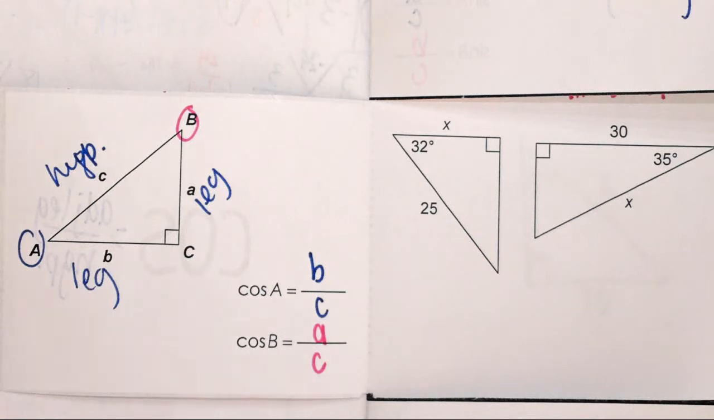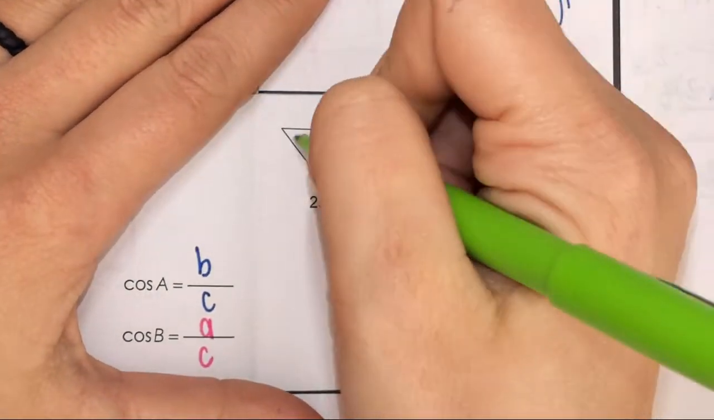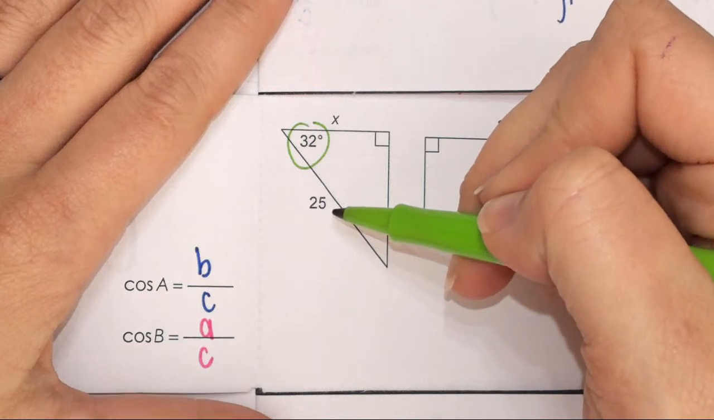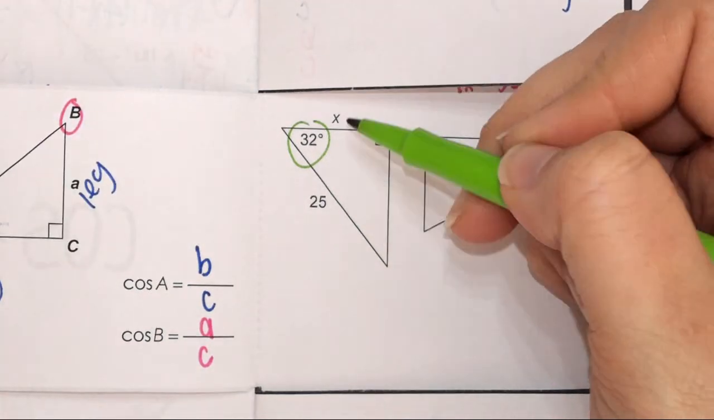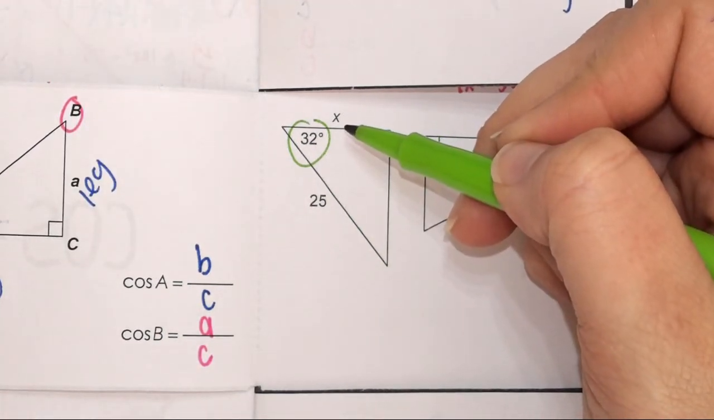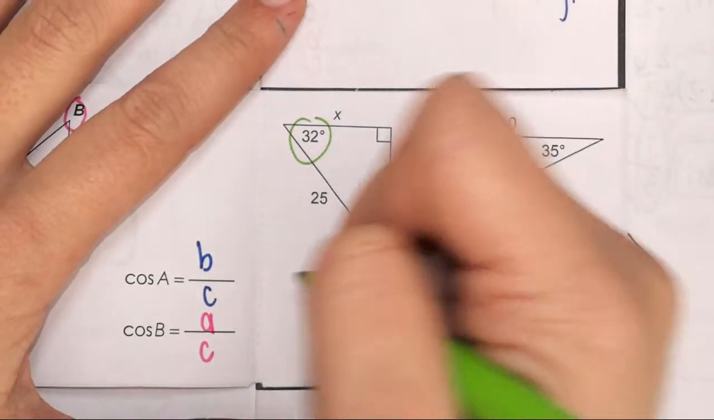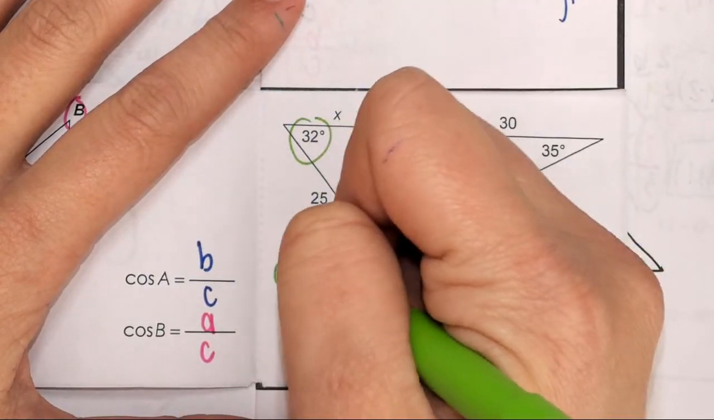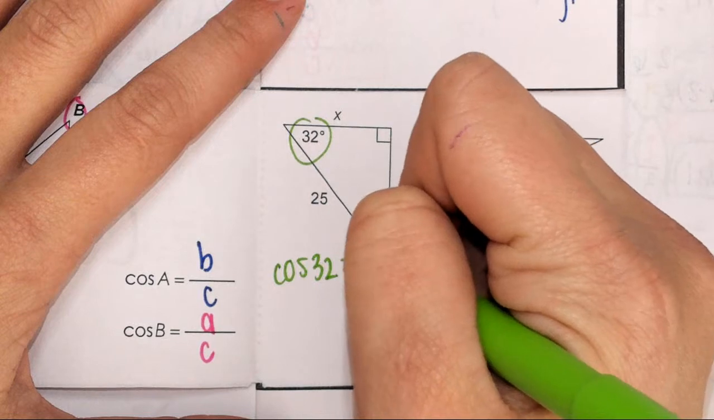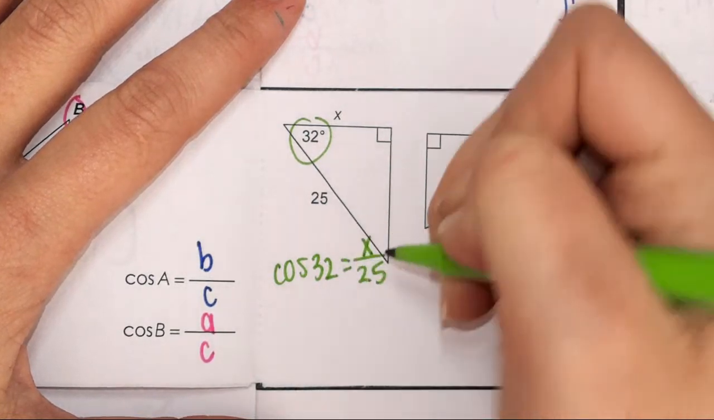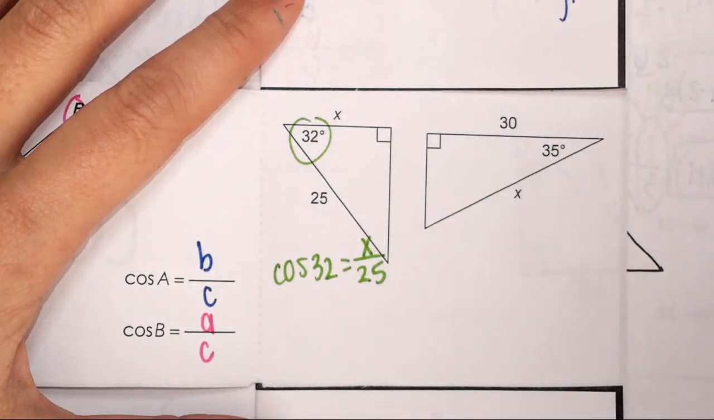Alright, so now we're going to look at the problem that they gave us. We know that this is our angle, and we know they gave us a hypotenuse, so we're either using sine or cosine. Well, x is adjacent to it, so we're going to use cosine. So we write it as the cosine of 32 equals x divided by 25, because it's adjacent divided by hypotenuse.